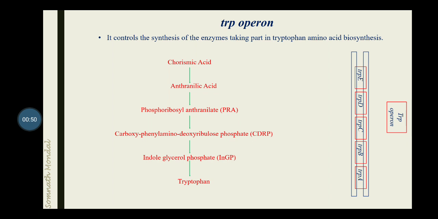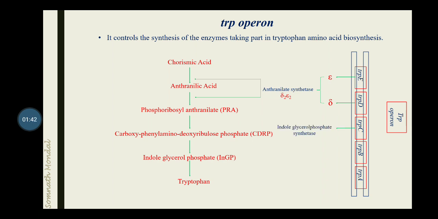It has 5 structural genes, namely TRPA, TRPB, TRPC, D, and E. TRPE develops, after transcription and translation, the eta subunit, and TRPD forms the delta subunit. Now, these two subunits combine to form anthranilate synthetase enzyme. This enzyme is responsible to catalyze the chorismic acid to convert it into phosphoribosyl anthranilate. So, the first two steps of the biosynthetic process.